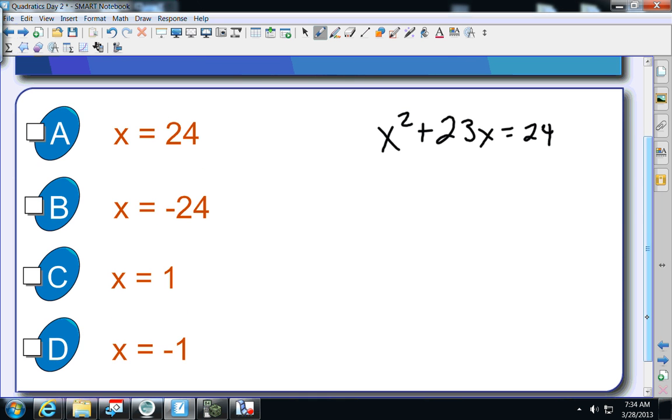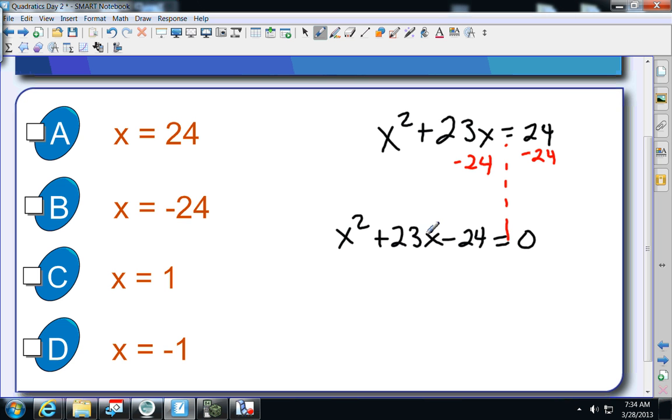Right now, it says to solve by factoring. Okay, so take a minute and I want you to solve by factoring. But what do you have to do first before we can factor? You have to move it around so it's in standard form. So let me start us off here with that, just like we've been doing. I'm going to subtract 24 from each side. And I get x squared plus 23x minus 24 equals 0. Now, factor this and find your roots.